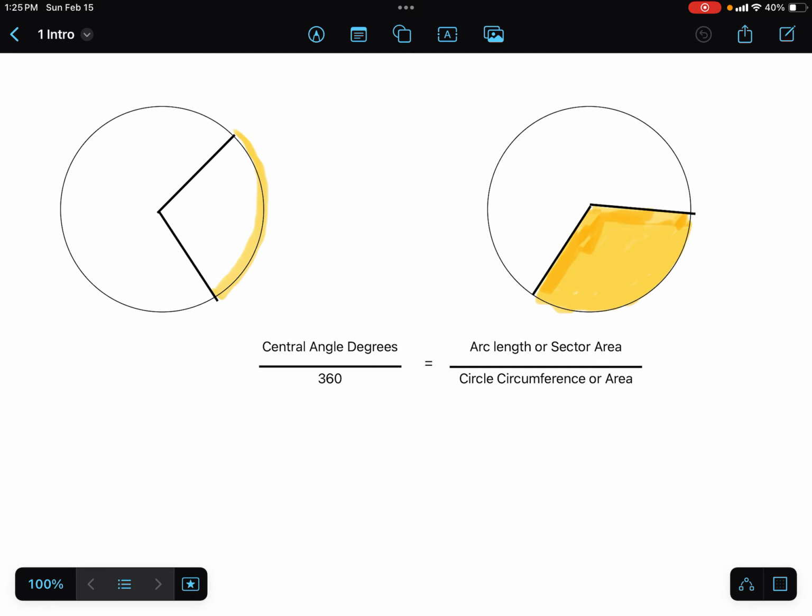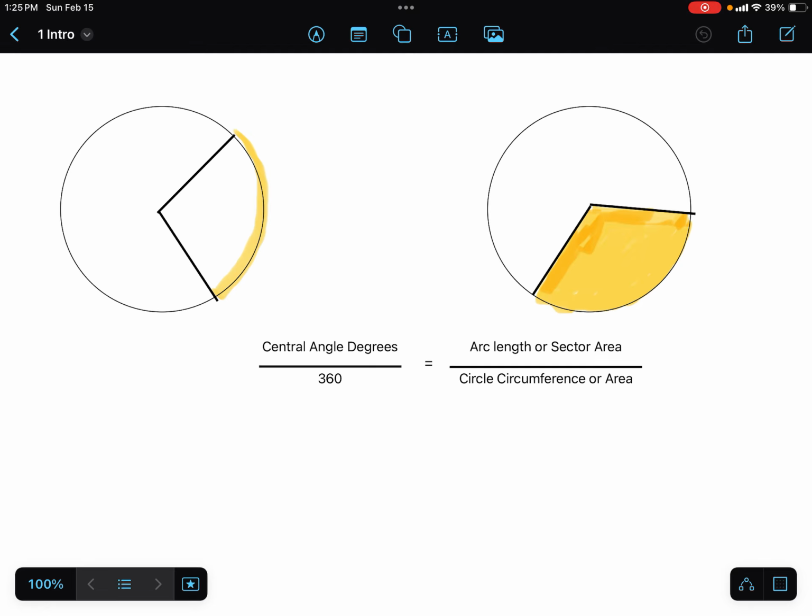So I'm going to teach both of these using this proportion where we're going to take the degrees of the central angle over 360, the full amount of degrees of arc in an entire circle, and set that fraction equal to either the length of the arc or the area of the sector, depending on which one we're finding, over the full circumference of the circle or the full area of the circle, again, depending on whether we're dealing with arcs or sectors.